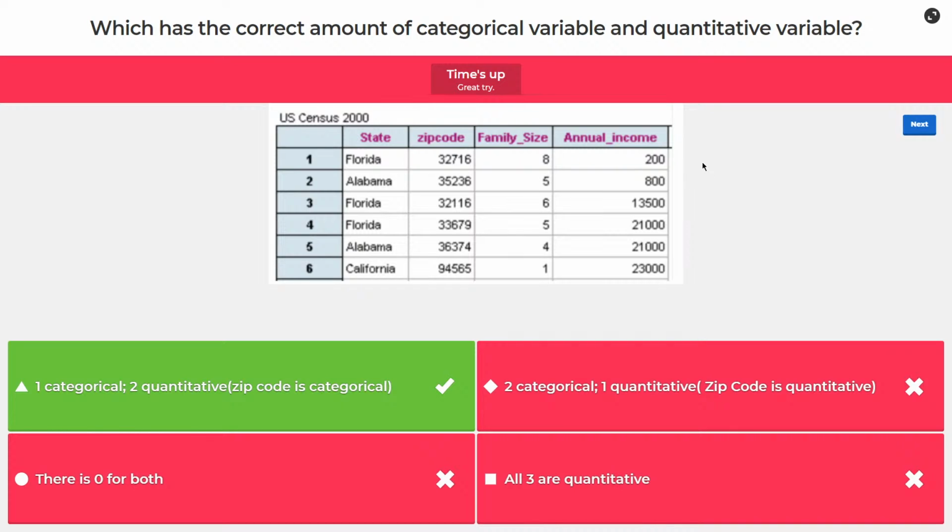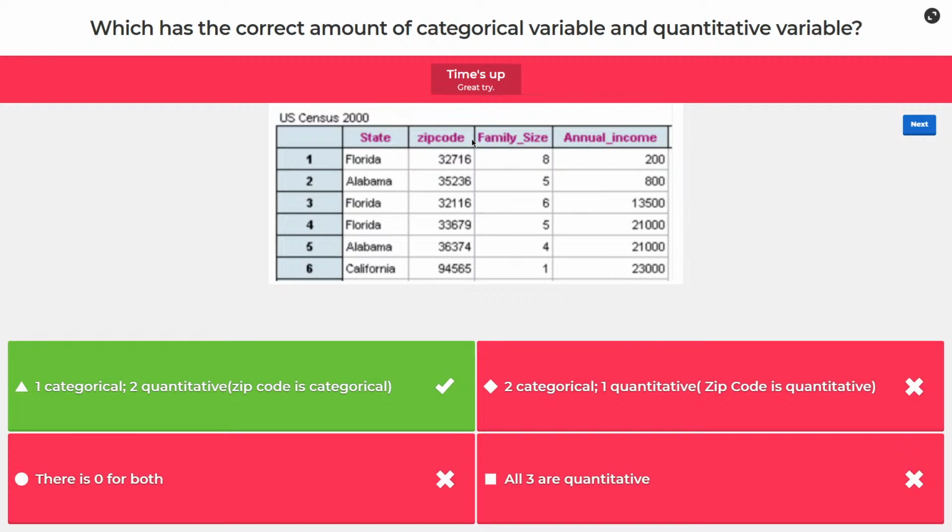We can probably explain the question. So this question is asking what's the correct amount of categorical variables and quantitative variables in this chart shown? And as you can see, the answer is there's one categorical variable and two quantitative variables. These columns represent the variables in the chart, and the one categorical variable would be the state column, and the two quantitative variables would be the family size and annual income, I think that's right.